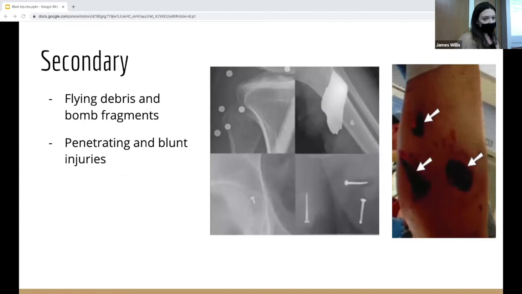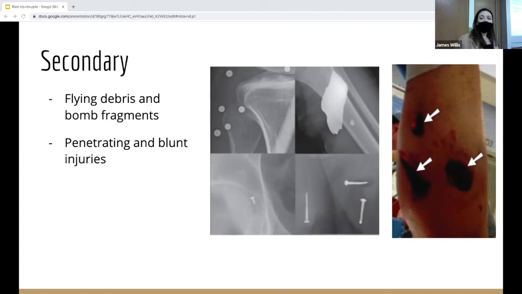Moving on, I'm going to talk about secondary injuries now, and this is the most common injury in blast victims and the leading cause of death, except in issues of major building collapse. This is caused by flying debris and bomb fragments, and these images here are actually from the Boston Marathon bombing back in 2013. So you can have damage from primary fragments, which come from the bomb itself, or secondary fragments, which come from the explosion. So for example, glass from a broken window.